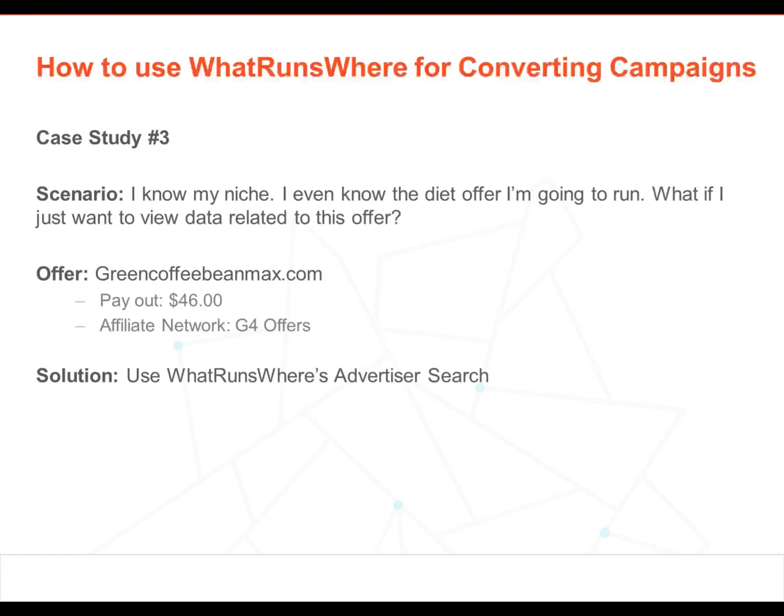So here's the one I think you guys are going to be the most interested about. I know my niche. I know the diet offer that I'm going to run. What if I just want to view the data related to this offer? Well, you can go to OfferVault.com, type in the offer, see the payout, the affiliate network, and you can view a snapshot of that data from WhatRunsWhere. Where are the top creatives? Where are the top countries? How long has it been running? Is it a successful campaign, like Leanne talked about? And that's a great starting point.